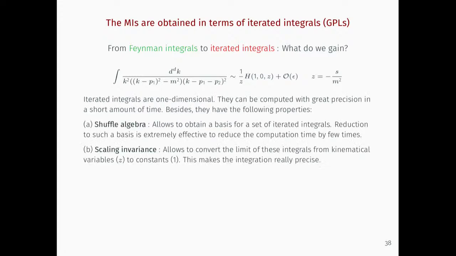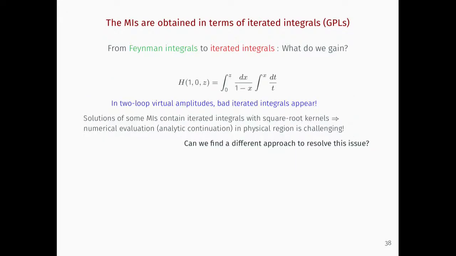These iterated integrals are one-dimensional. Logs and polylogs are one-dimensional, so they can be computed with great precision and in very short time. There are a few algebras which allow these polylogs to be reduced to a basis. That means you can write all such functions in terms of a few, and once you evaluate these few, you are done. And also there are scaling invariants, which can be used to make them very precise.